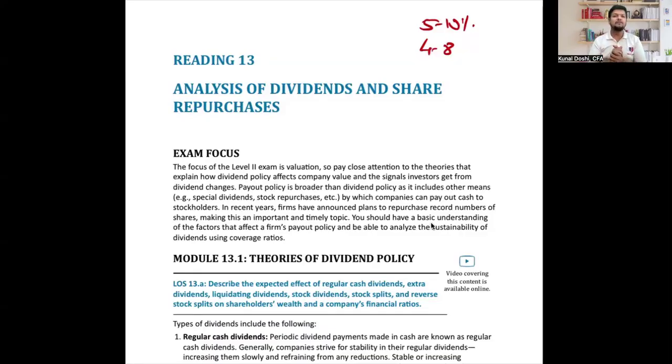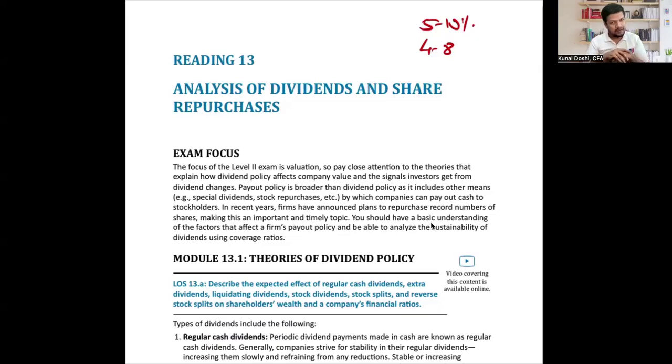Overall, you have around 5 to 10 percent weightage in the exam. So you might get one or two vignettes, not more. Four readings as of now, and it's not complicated at all. Based on your Level 1 knowledge, you will be able to do most of the things. However, there are some minor additional things which we can understand in detail as we proceed.